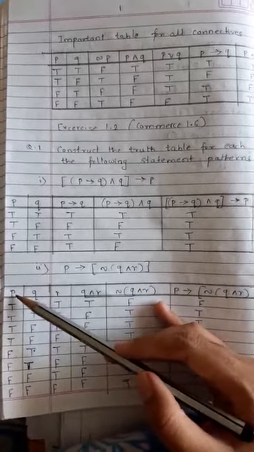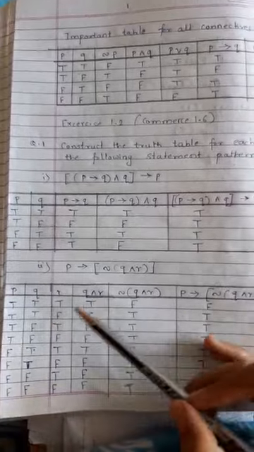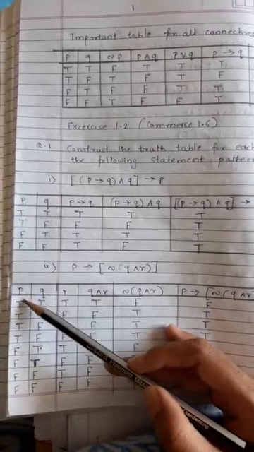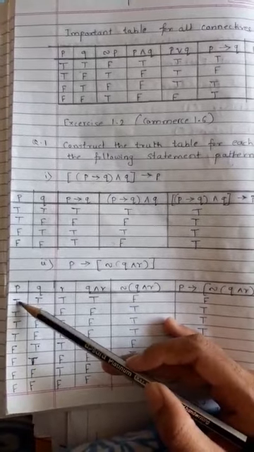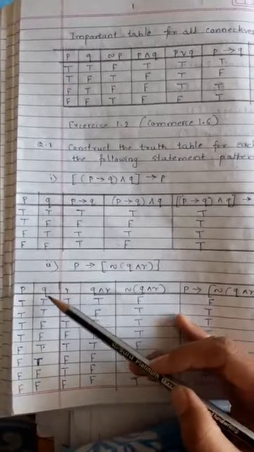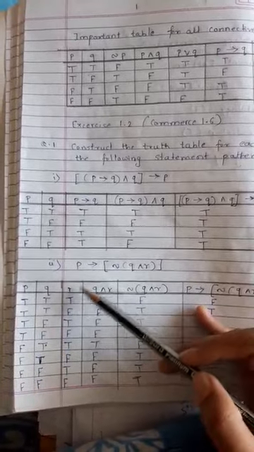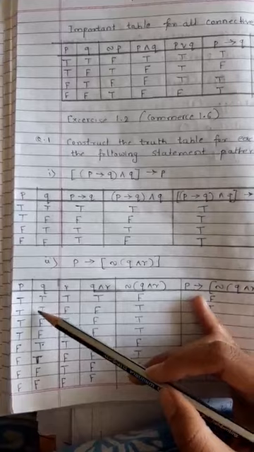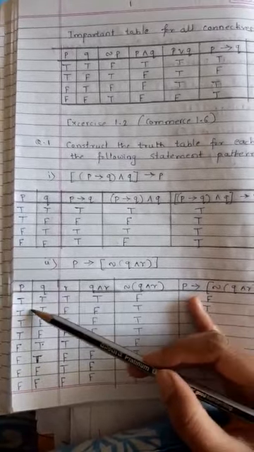When three statements are given, you have to write the truth table in this pattern, which means 8 entries will be there. So P: T, T, T, T, F, F, F, F. Q: T, T, F, F, T, T, F, F. And R will be T, F, T, F, T, F, T, F. So here 8 entries are there in these 3 columns.